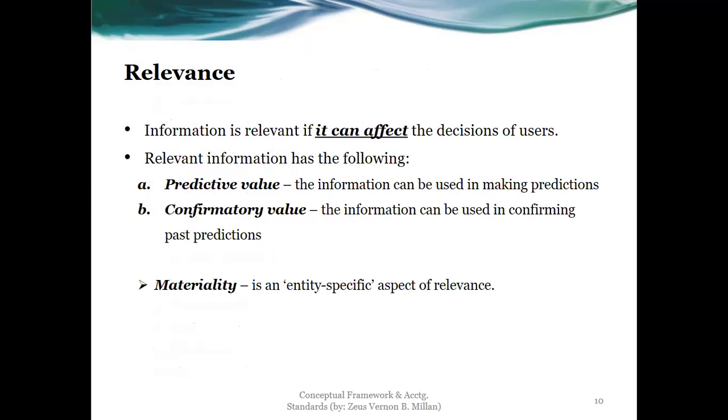Then relevance has the following items under it: predictive and confirmatory. Predictive would mean that it can be used as a basis of predictions. So the information gathered can be used to estimate or predict what can happen in the future. Whereas confirmatory would be able to confirm or verify the past prediction. And confirmatory is also known as feedback value because by feedback we get that, oh, we were right with the prediction or we were wrong.